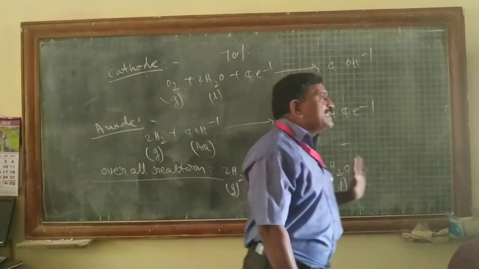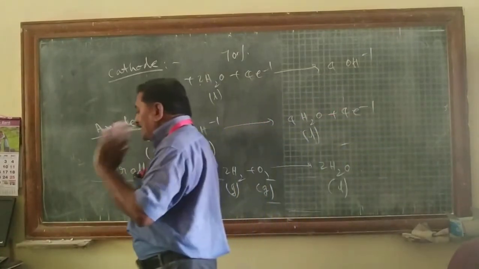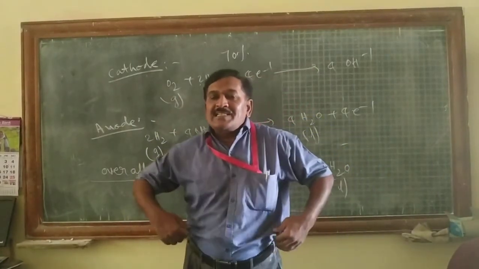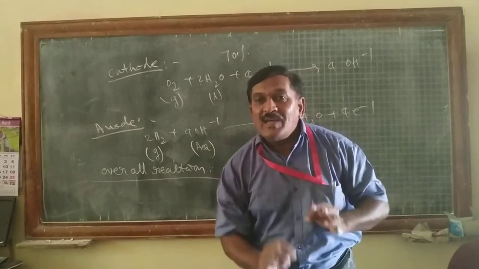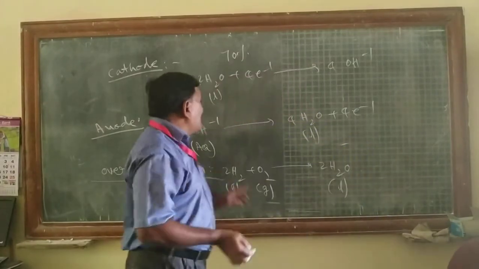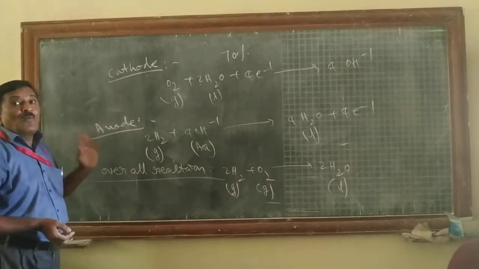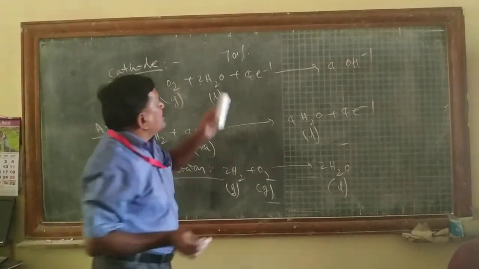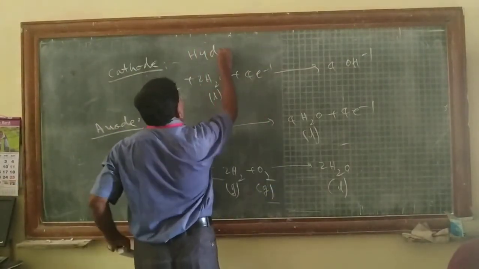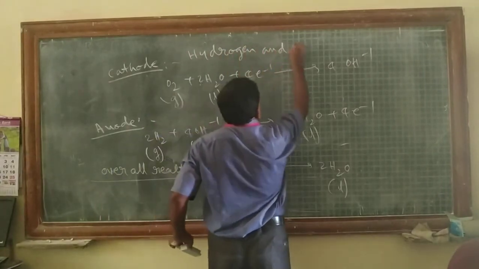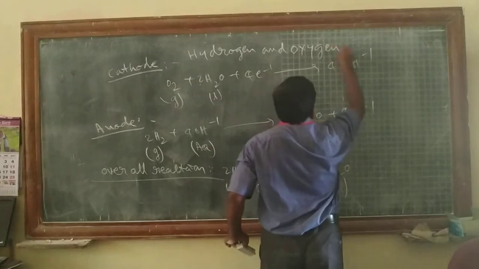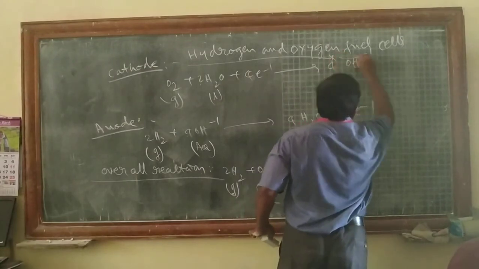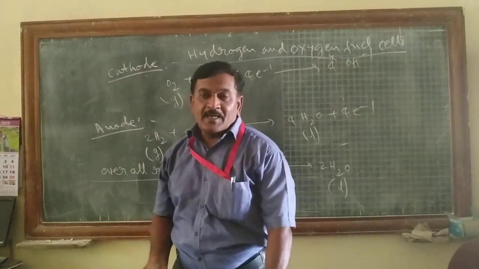The fuels you can use in this system are hydrogen gas, methane gas, or methyl alcohol. These three compounds are used as the fuels for the construction of the cells. The best cell is the hydrogen oxygen fuel cell, which produces 70% more power. This is called the hydrogen and oxygen fuel cell. So this completes my topic, electrochemical cells.